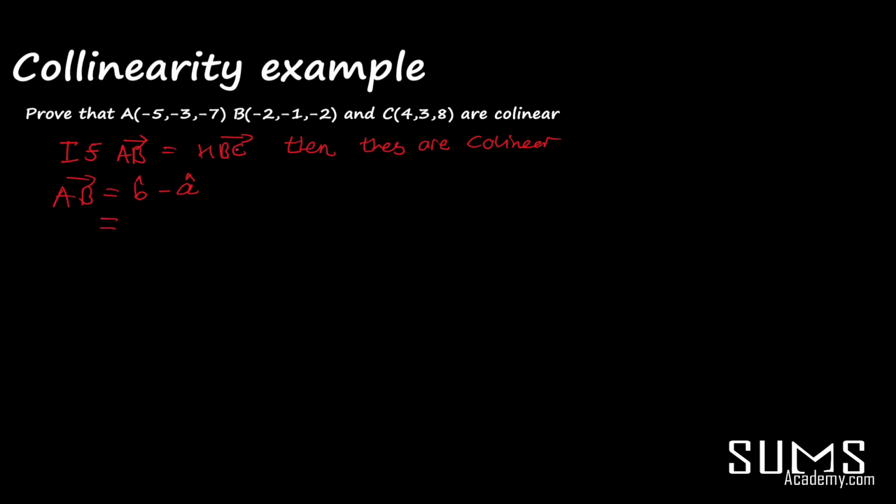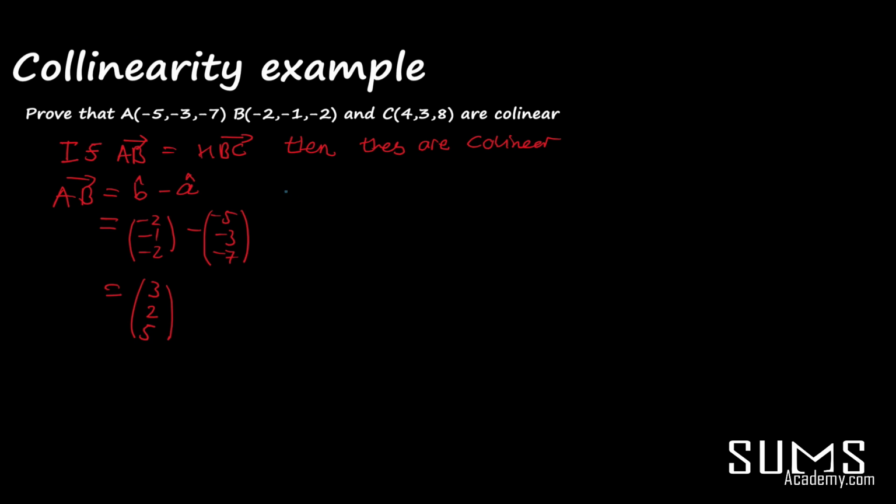So that's just going to be -2, -1, -2, minus what was A, -5, -3, -7. And -2 -5 is actually the same as +5, so that's going to be 3. Then -2 -3 is going to be like +2, so that's actually 2. And then -2 -7 is the same as +7, so that's going to be 5. That's AB.